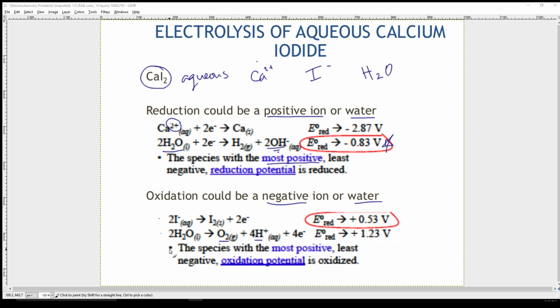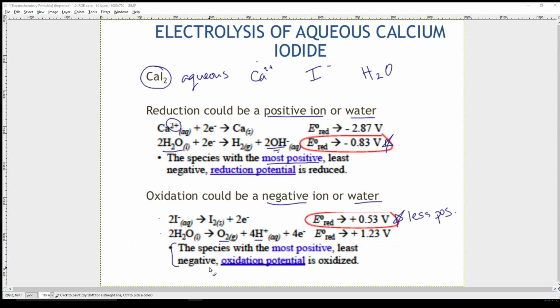Go ahead and ignore this bottom part for now. Just compare their reduction potentials. Which one is more likely to be oxidized? The number that is more negative is more likely to be oxidized. So this one is more negative, or you could say it's less positive. That's probably a better way to say it. Less positive.